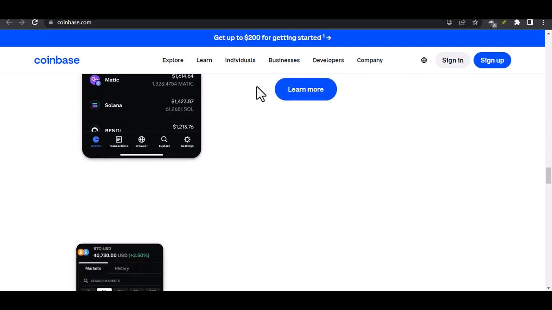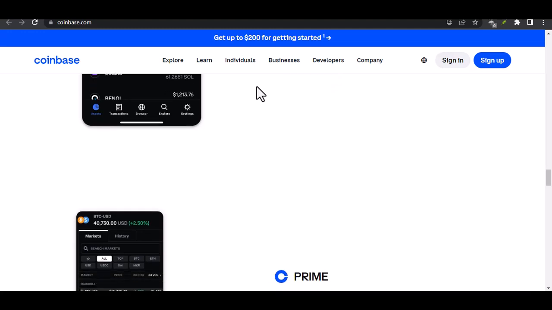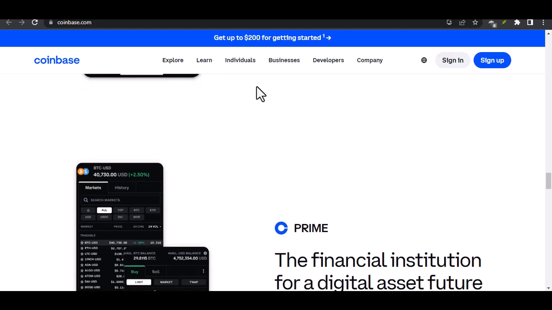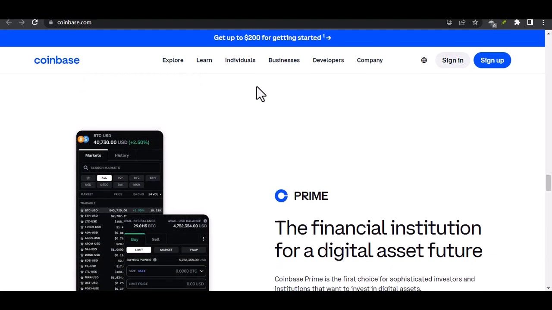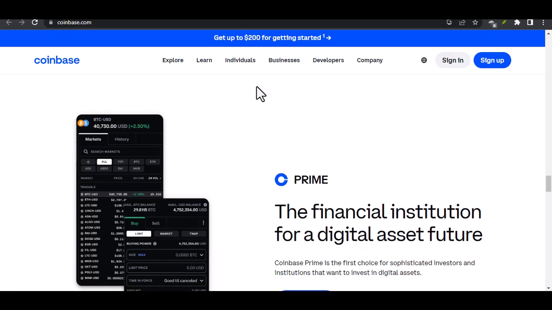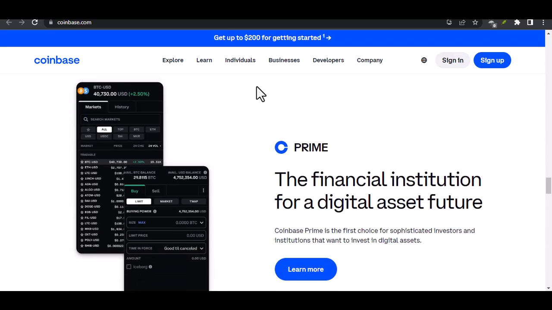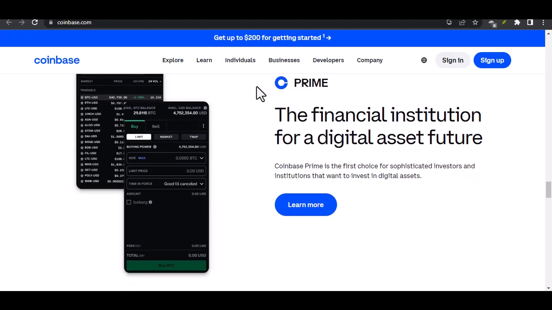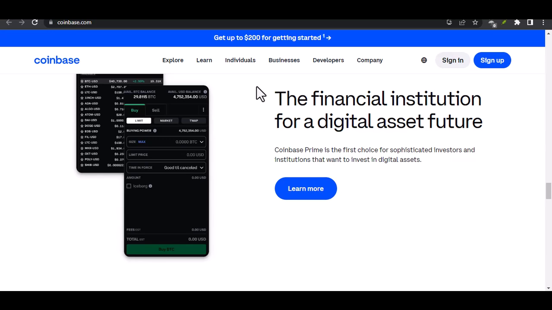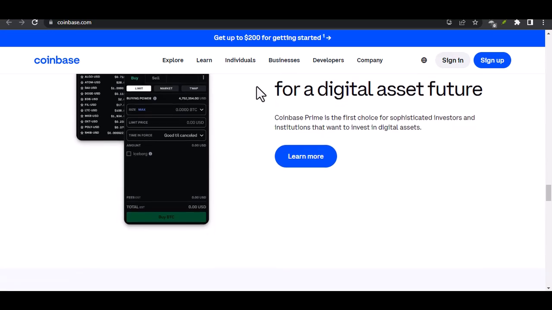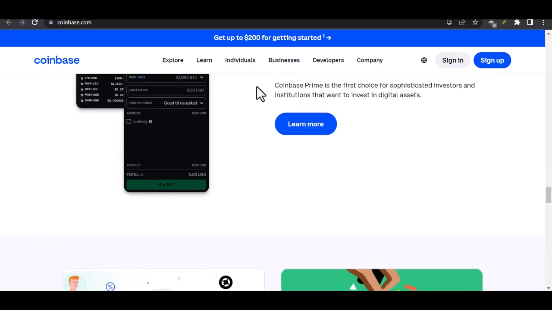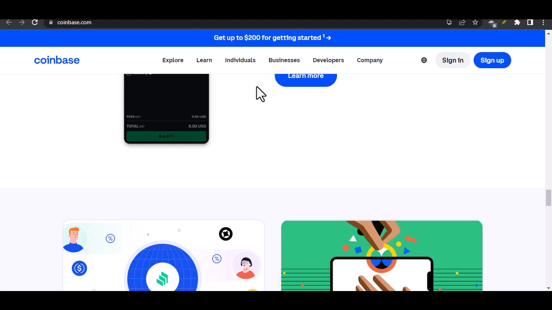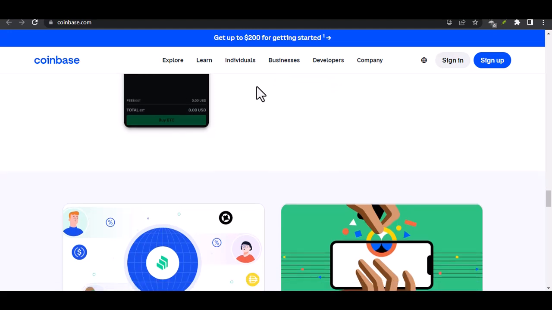Unlocking the potential of DeFi, decentralized finance, with Coinbase Wallet. The world of cryptocurrency extends beyond just buying and selling coins. Decentralized finance, DeFi, is a rapidly growing ecosystem that allows you to earn interest on your crypto holdings, borrow against them, and even participate in decentralized exchanges. Coinbase Wallet acts as your key to this exciting new world. By connecting your wallet to DeFi applications, you can unlock a range of innovative financial products and services, all without the need for a bank account.